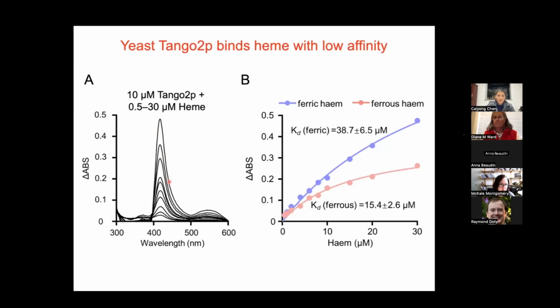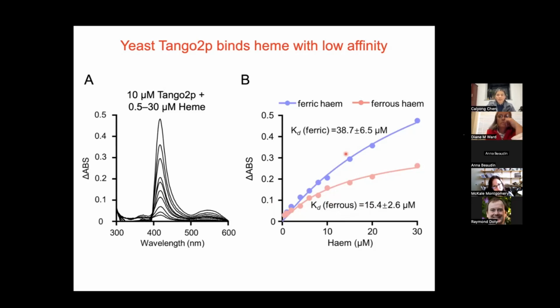When heme binds to proteins, there is a shift of the Soret band. Based on this shift, we were able to titrate the binding affinity by using different concentrations of heme for the binding assays. The results show that yeast Tango2 protein may bind ferrous heme with a dissociation constant of around 15 micromolar, and it binds ferric heme with a dissociation constant of around 19 micromolar.